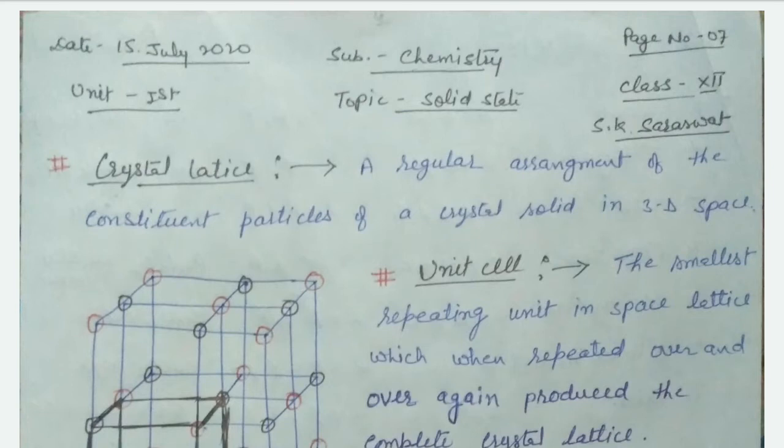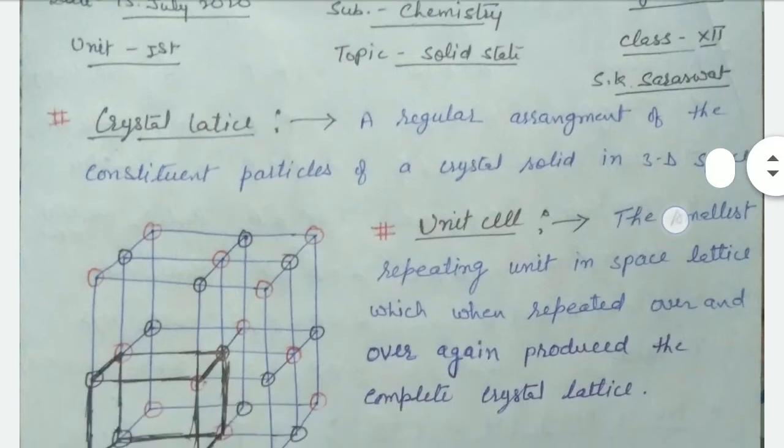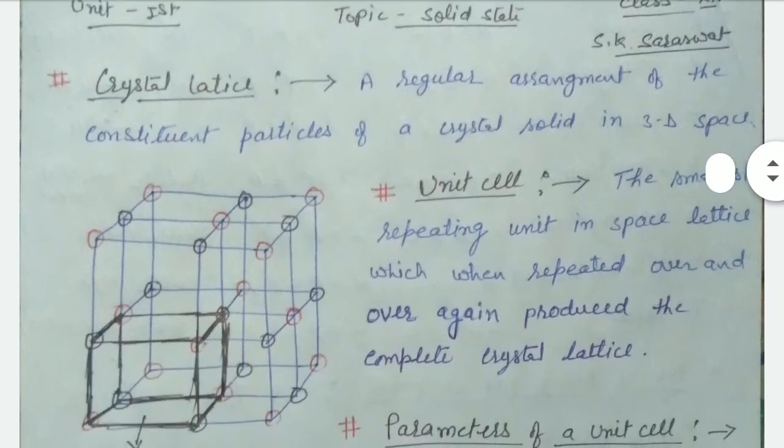After the discussion of classification of crystalline solids on the basis of intermolecular force, such as four types: molecular solid, ionic solid, metallic solid, and covalent solid. Today we are going to our next topic, crystal lattice. What is crystal lattice? Crystal lattice is the regular arrangement of the constituent particles, meaning atoms, molecules, or ions, of a crystalline solid in 3D space.